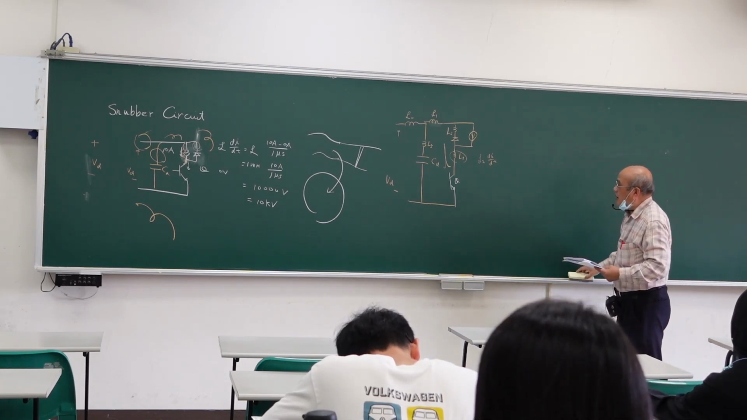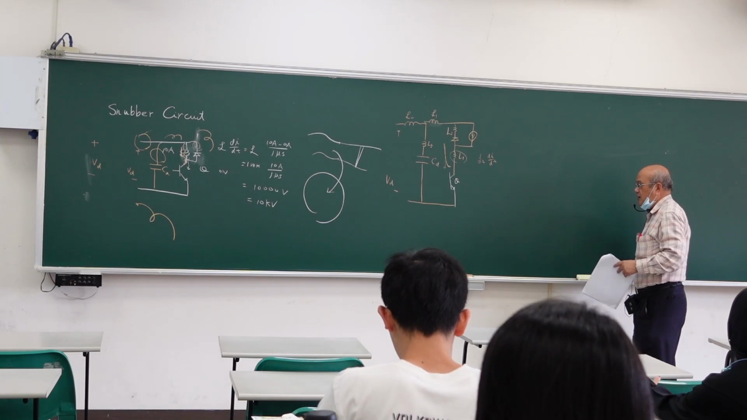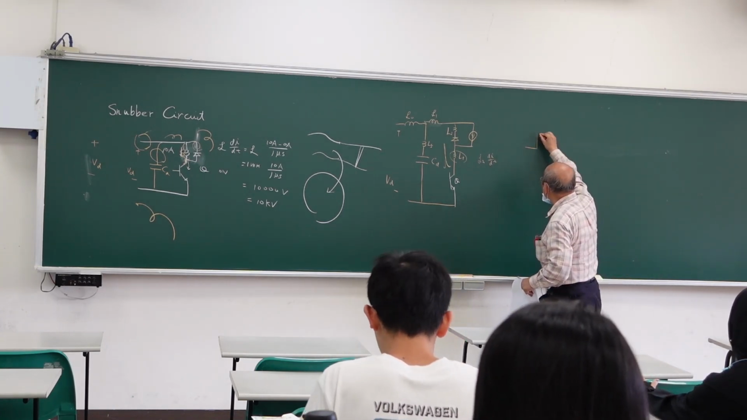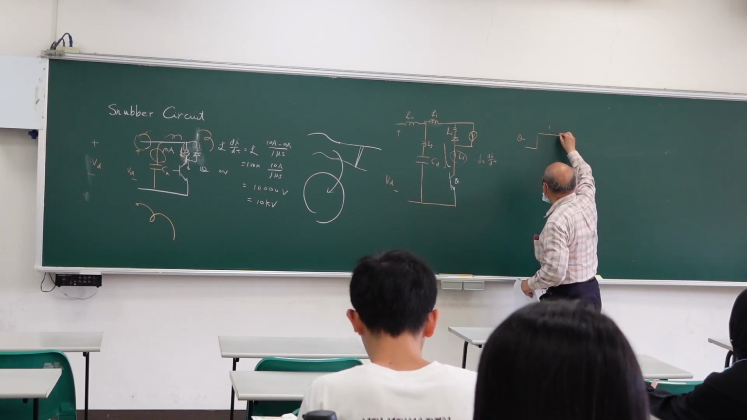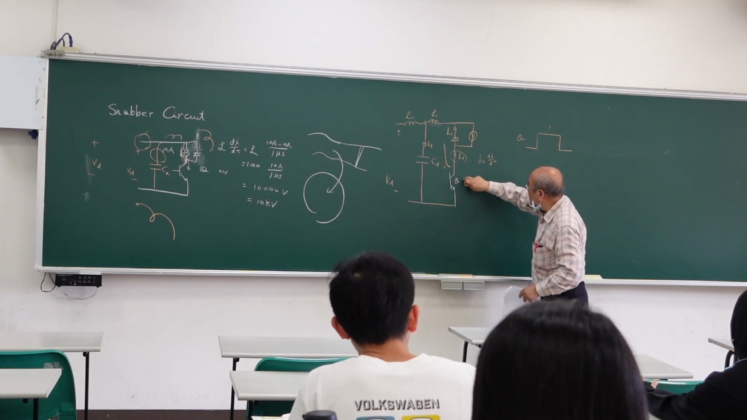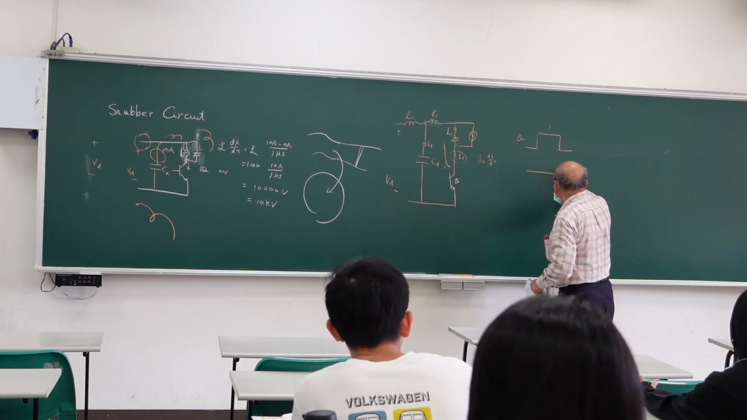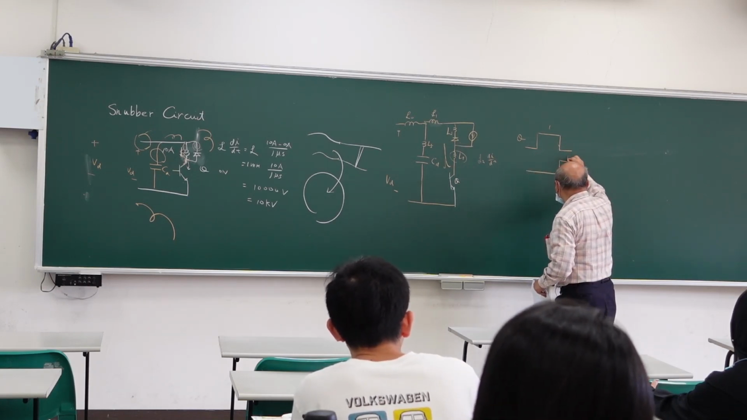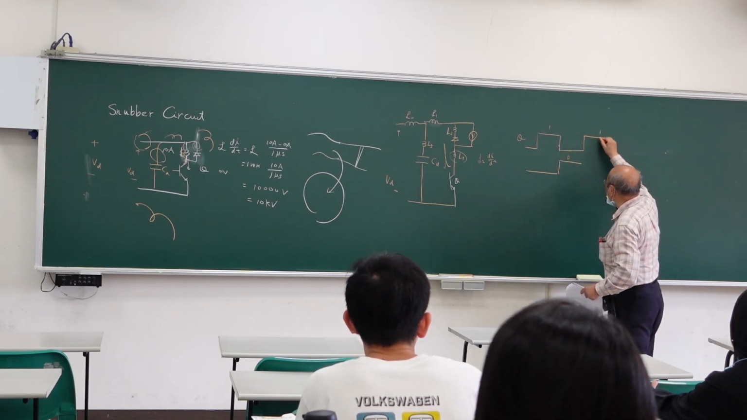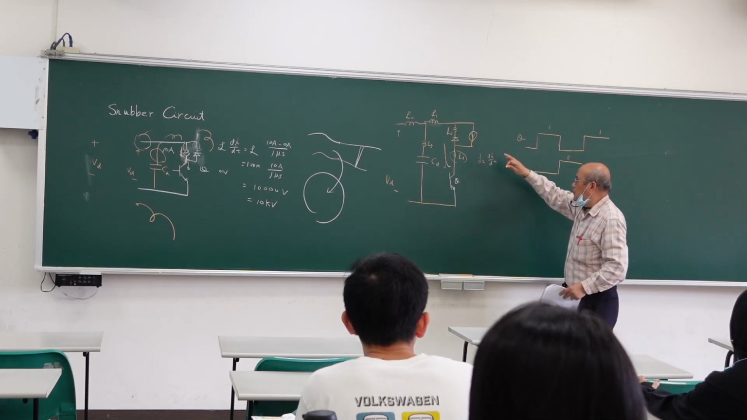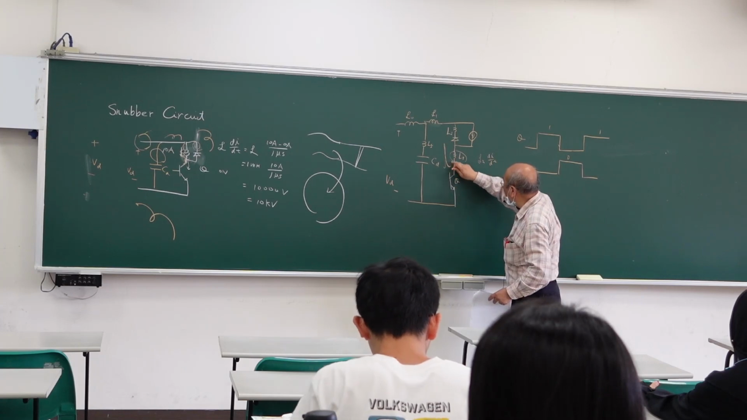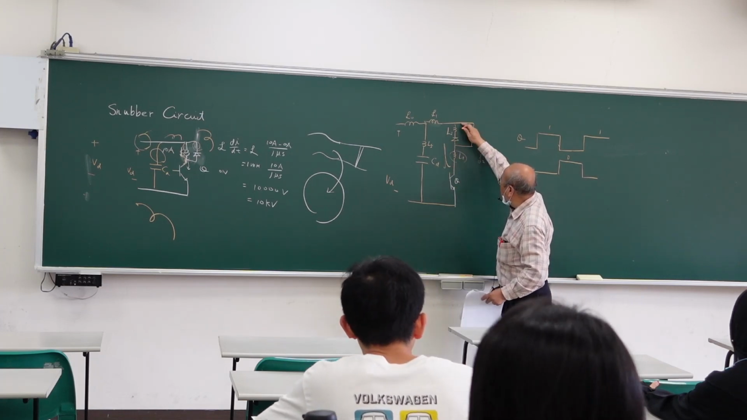So what is the problem? The problem is very simple. You have Q, you turn on Q. Then you turn off Q here. If you turn off Q, then the D is on. And the next time you turn on Q, then D is off. So we have a current here. So we can either go this way or go this way.